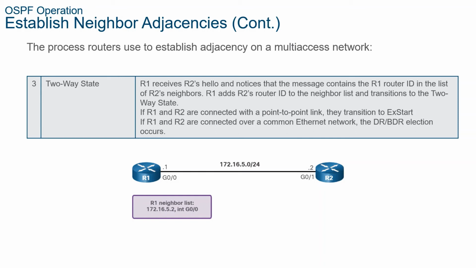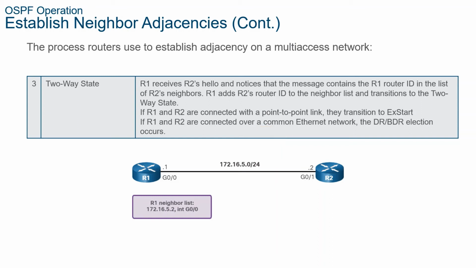So it could be, for instance, if the two adjacent neighbors are interconnected using a point-to-point link or connected via a serial cable, then they immediately transition from the two-way state to the ExStart state. Now, if the routers are interconnected over a common Ethernet network, then a designated router and BDR, or backup designated router, must be elected. So the two-way state would depend on the type of network you are working with.